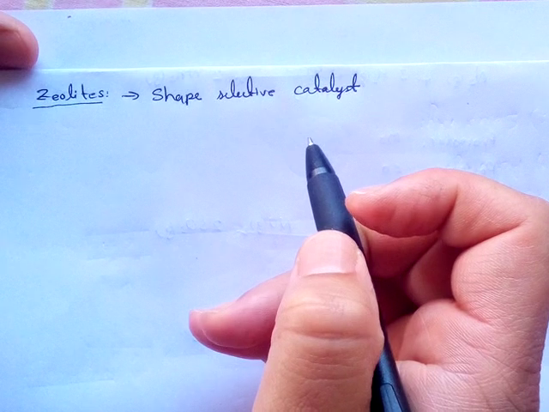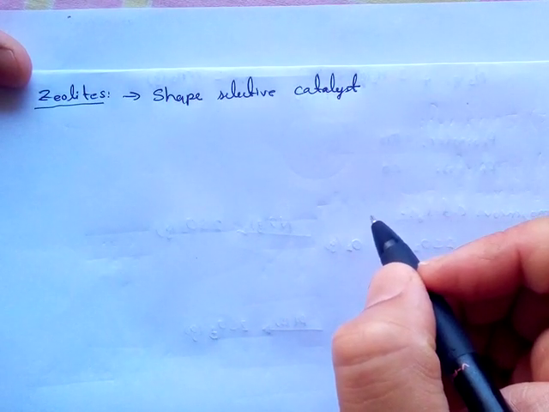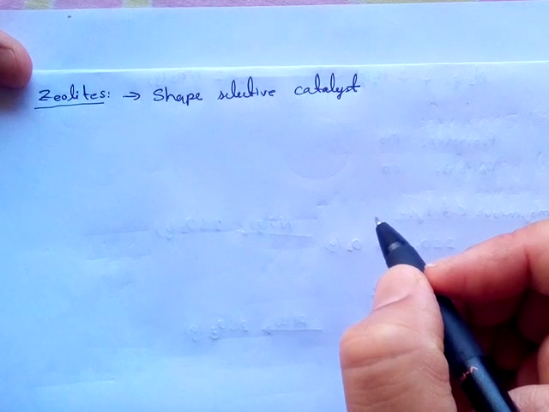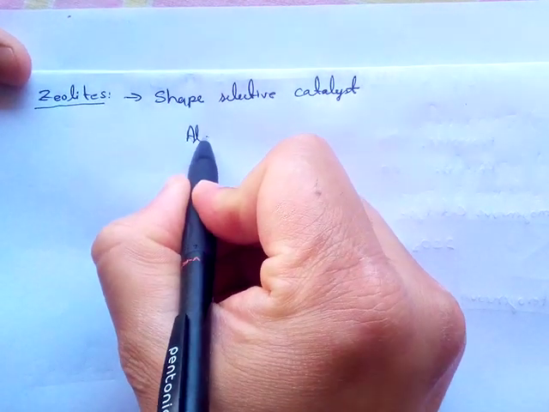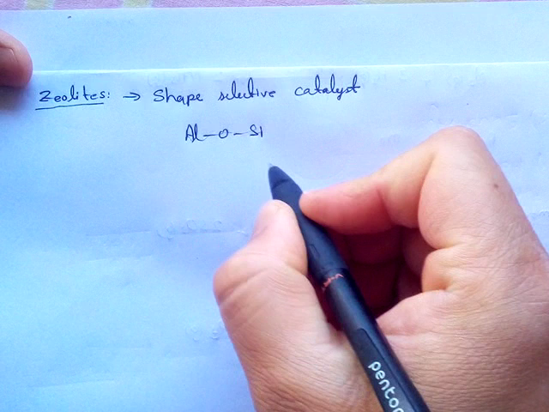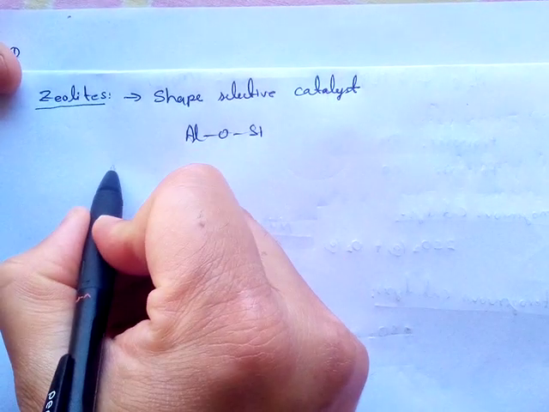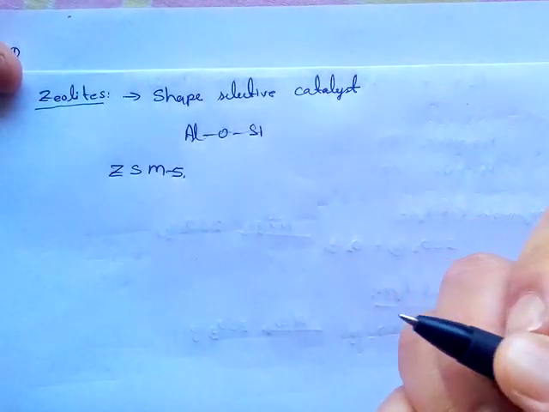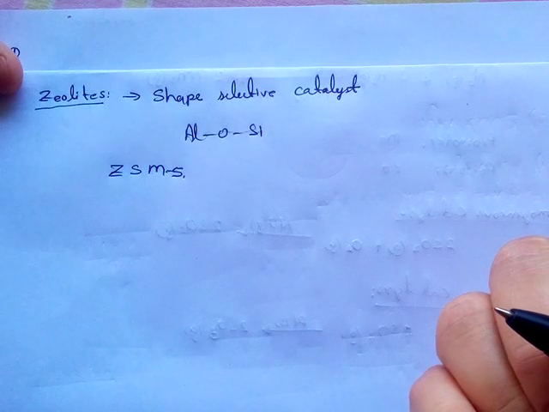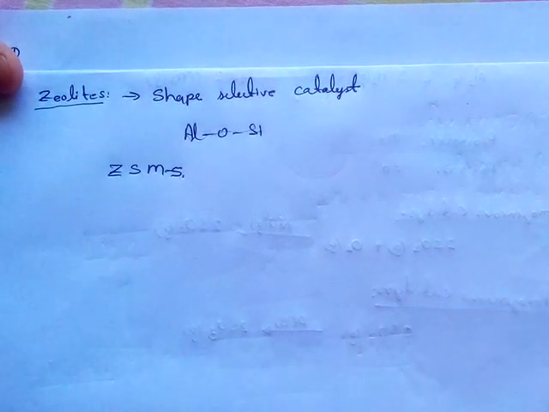They are microporous aluminum silicates with a three-dimensional network of silicates in which some silicon atoms are replaced by aluminum atoms, giving an aluminum oxygen silicon framework. The example of zeolite is ZSM5. It is used for the production of gasoline from alcohols.